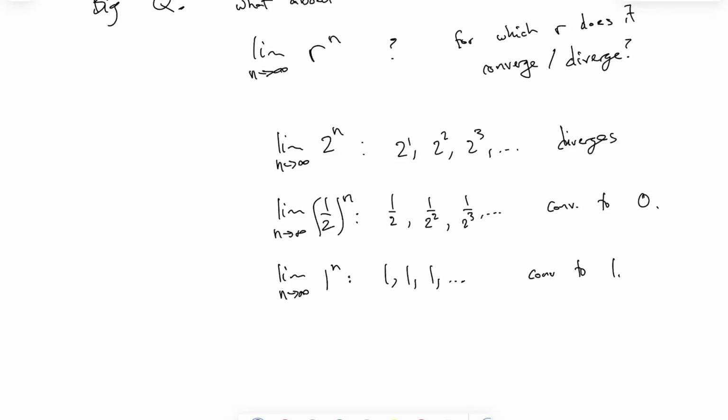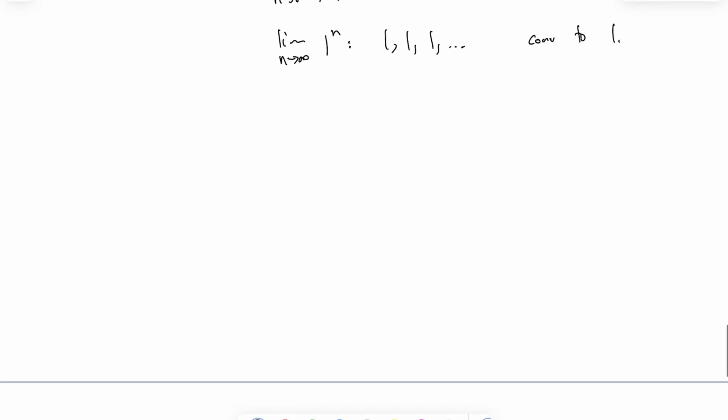All right. Are there any other possibilities? This is what I want to think about. So first of all, the big question is, for which r does it converge? In general, let's consider r bigger than 1. I think this is an easy situation to consider. Then r to the power n. If you think about plotting the terms one by one, this looks like a real valued function, r to the power x.